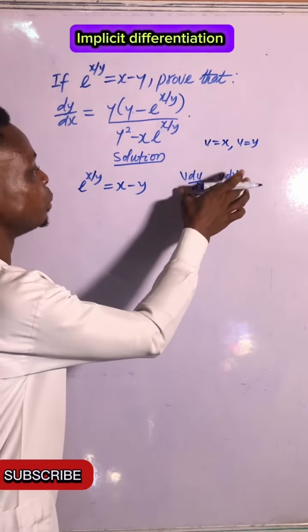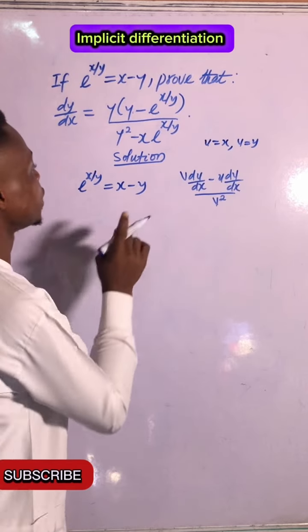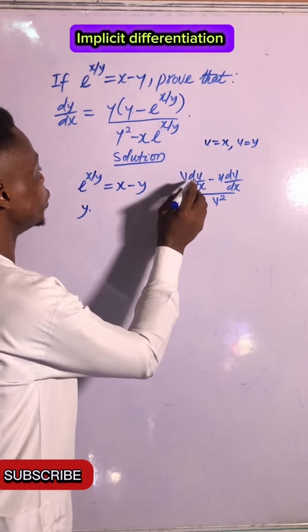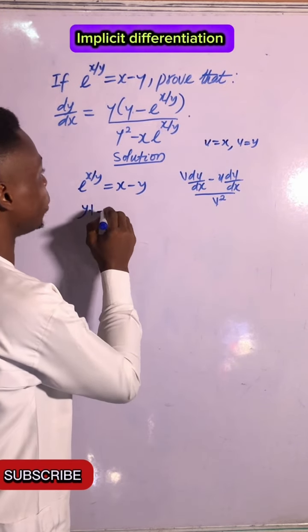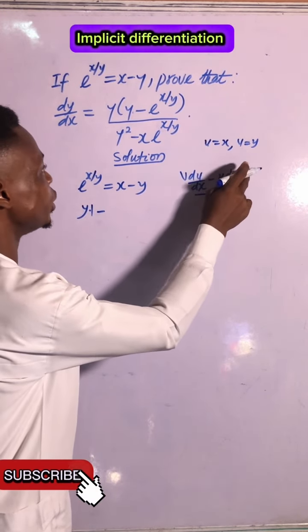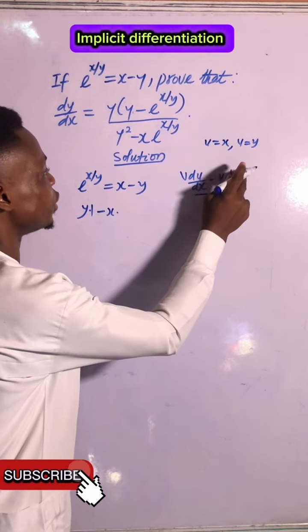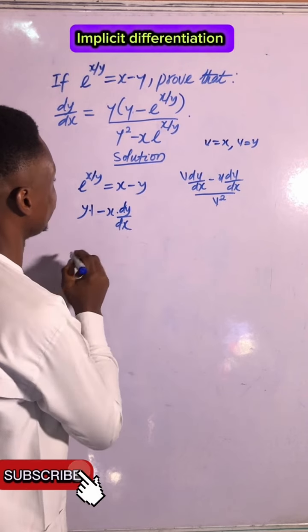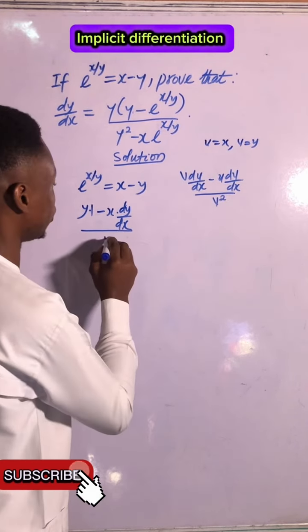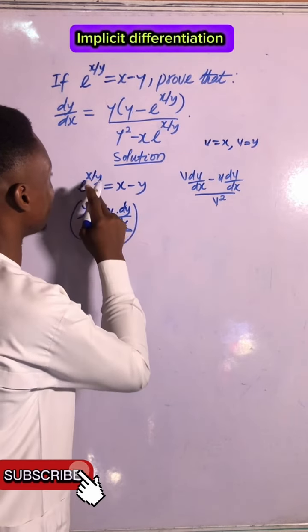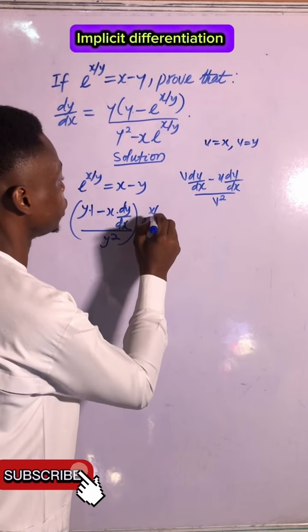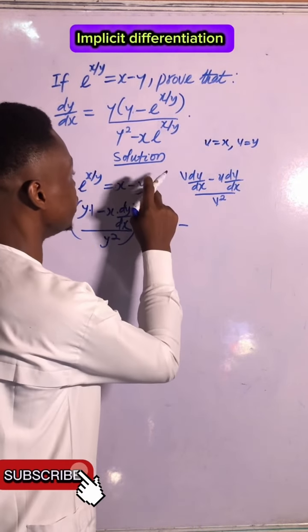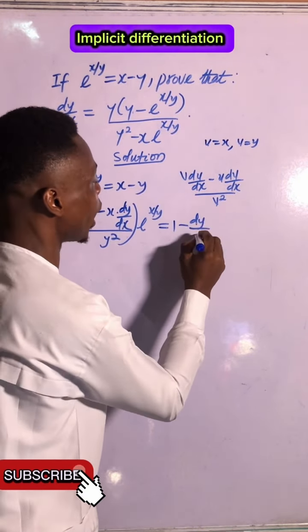So we differentiate and put in the formula: v du, our v is y, dot u differentiated, which is 1, minus the minus sign, then u dv, u is x, dot differentiating y, we have dy/dx, all over v squared, which is y squared, then multiply by the same thing, e to the power x all over y, equal to differentiating the right hand side, differentiating x, we have 1, minus differentiating y, we have dy/dx.